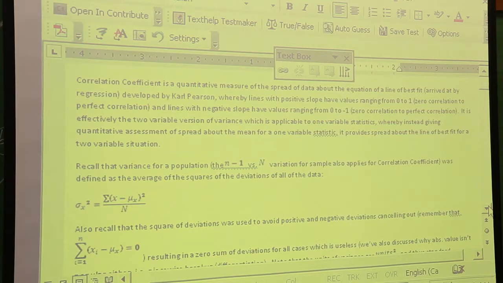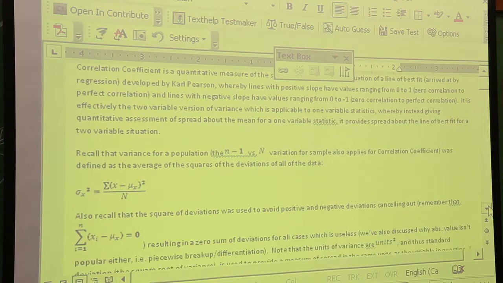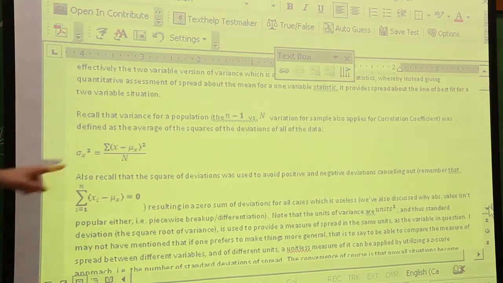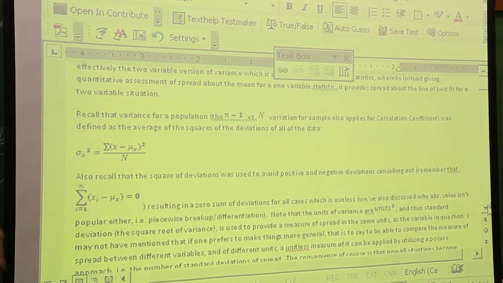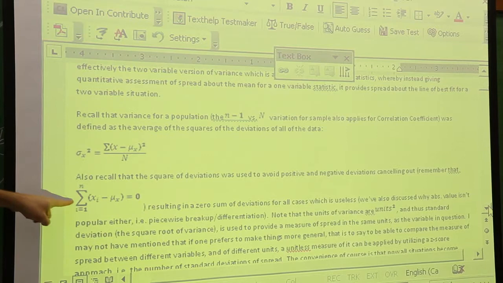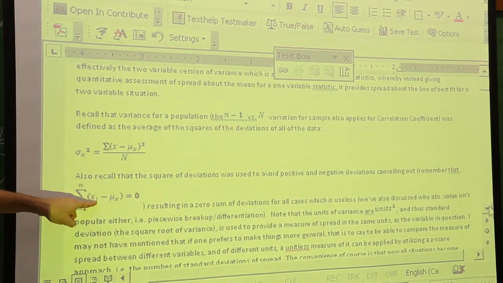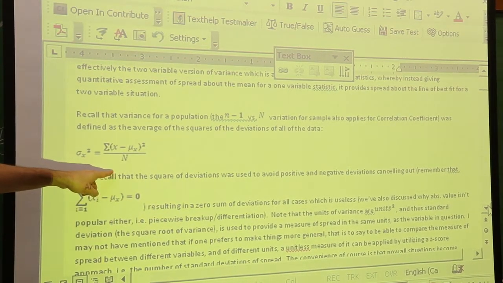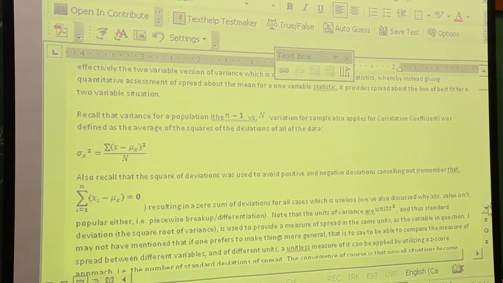Okay, recall that variance for a population, with the n minus 1 versus capital N variation for a sample, also applies for the correlation coefficient. And recall that it was defined as the average of the squares of the deviations of all the data. So you see that equation there? Sigma x squared is equal to the sum of... you see the variance is right there? That's the variance, agreed? Remember, we talked about this, right? And remember this too. We proved this, right? We don't use this because it always works out to be 0. That's why we use that, right? And we didn't use absolute value because of calculus.